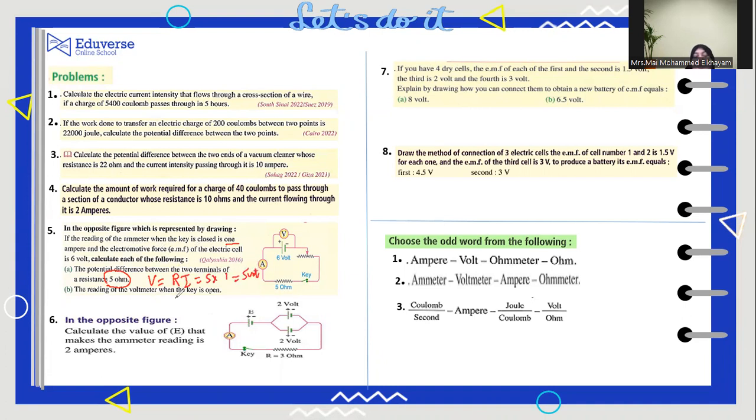What is the reading of the voltmeter when the key is open? When the key is open, this means that no electrons pass or flow in the circuit. So I'm measuring the electromotive force of the battery, which will be equal to 6 volt.